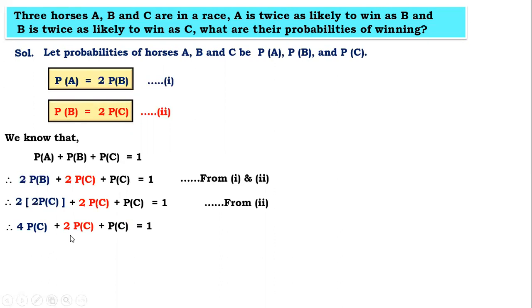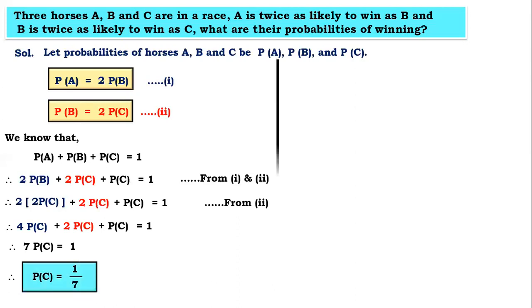Now if you see, students, everything is in terms of P of C, so they are like terms. So 4 plus 2, and there is no number here, that means it is 1. So 4 plus 2 plus 1 is 7, so 7 P of C is equal to 1. It is multiplication here. If I shift it to the right hand side, it becomes division. P of C is 1 upon 7. Very, very important. So we got P of C.